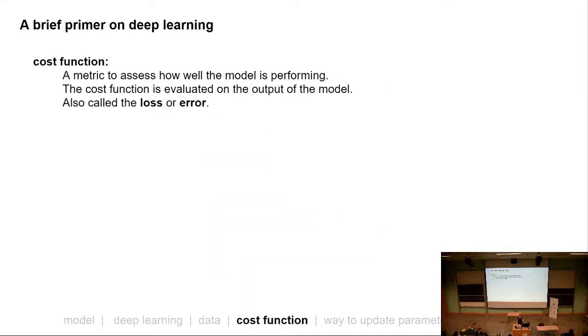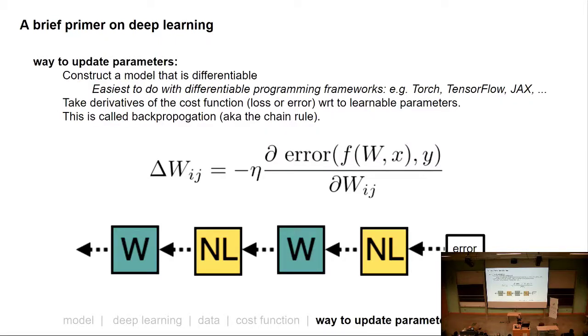The next ingredient that's crucial for deep learning is your cost function. You need to evaluate how well your model is doing through this training process that I'll talk about a little bit more later. You need a metric to assess how well it's performing. This is synonymous with calling it the loss or the error. And it's going to show up in the next thing, which is sort of the magic sauce of deep learning, and that's how do you update the parameters in your model?